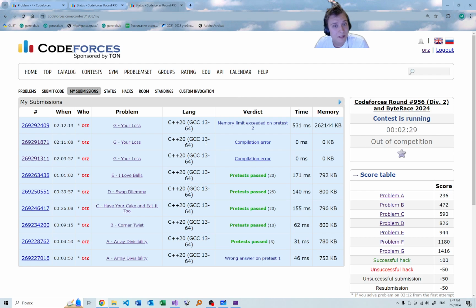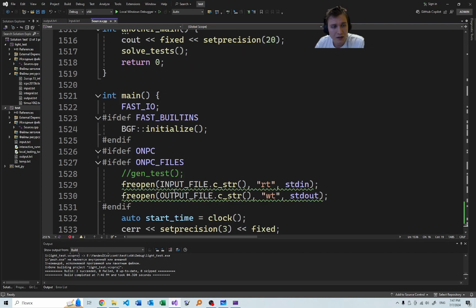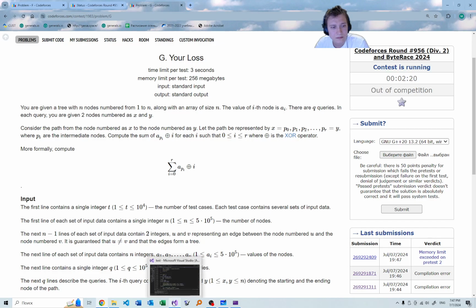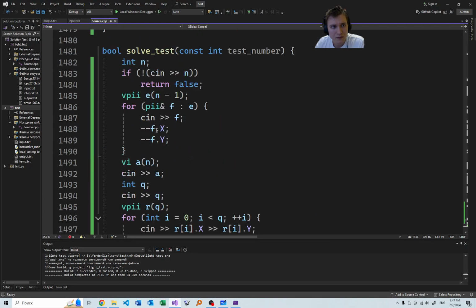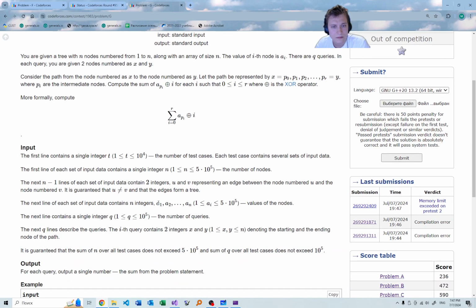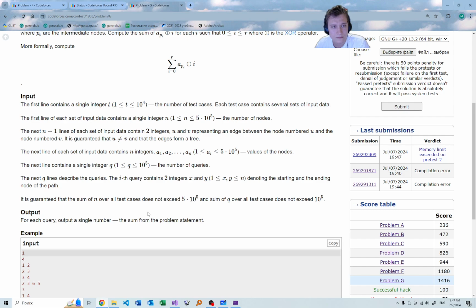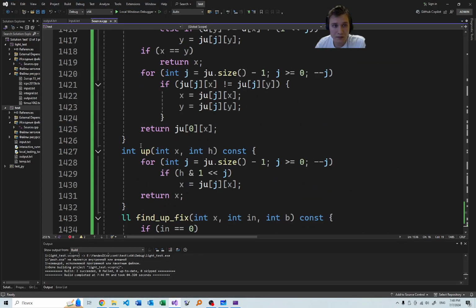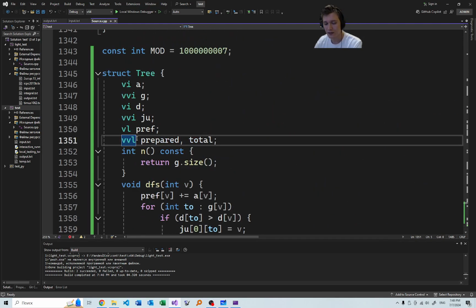Probably. Memory limit exceeded on pretest 2? What? How is it memory limit exceeded? Ah, really? Too many long longs? Well, I can divide needed memory by 2, probably. If we really want it, I can do it.